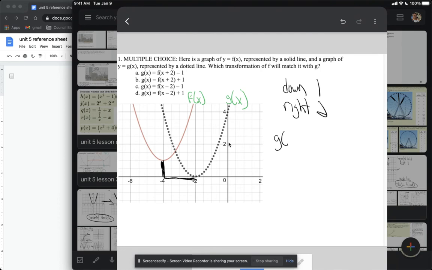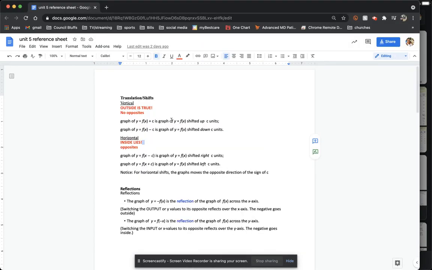So to write my function notation, I'm going to go back and look at my notes on translations. So let's do the vertical one first. This is the reference sheet that I shared with you last week. So outside is true, meaning no opposites. So my vertical part of the transformation was down 1. So that would be -1. That's going to go outside the parentheses, and I'm not going to do the opposite.